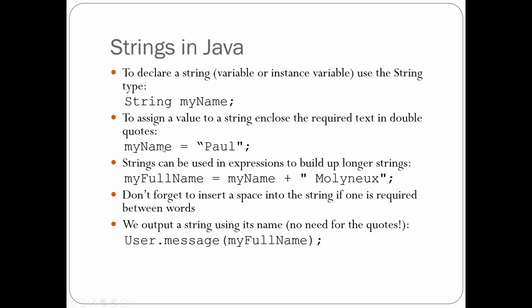So for example, in this example, I put my name equals "Paul" in quote marks, and then I concatenate it with another string with a space and my surname. So when we put my name and that string together and put it in my full name as a string, it will just output that as one. So very similar to a lot of other programming languages that you've used.